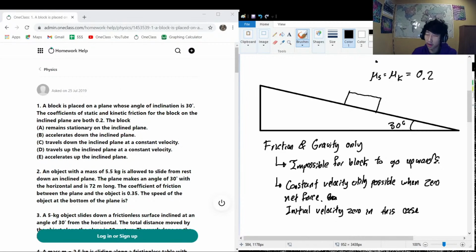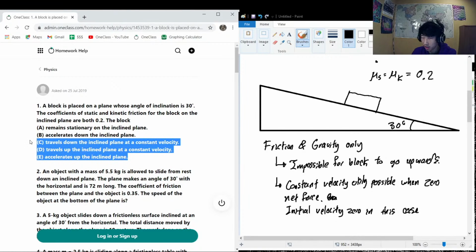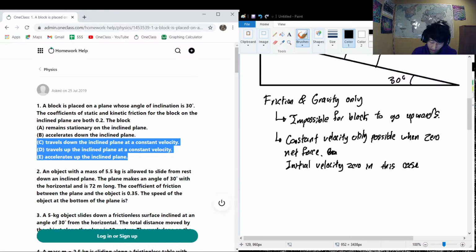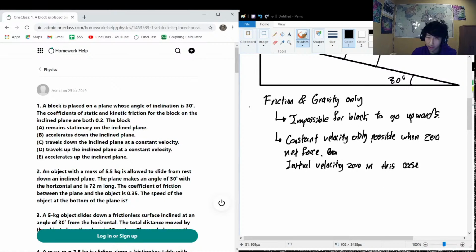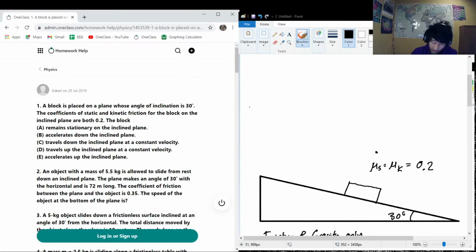So this actually disqualifies some of our multiple choice options. So accelerates up and travels at constant velocity. All these three disqualified. Okay, so now we just got to know, is it accelerating down the plane or is it going to stay in place? Okay, so another thing that we want to mention, or an easy way that we can go about this, is to think about how the coefficient of friction is defined.